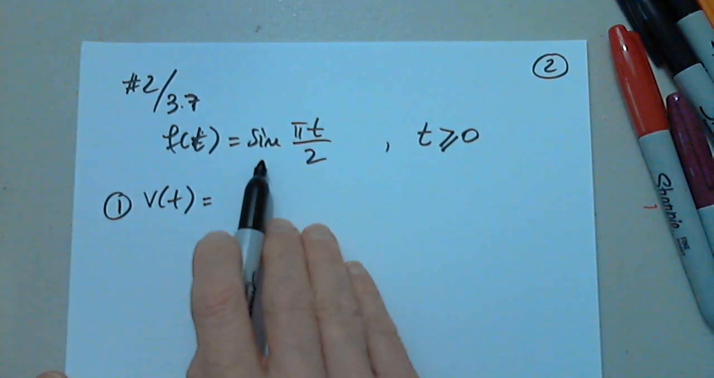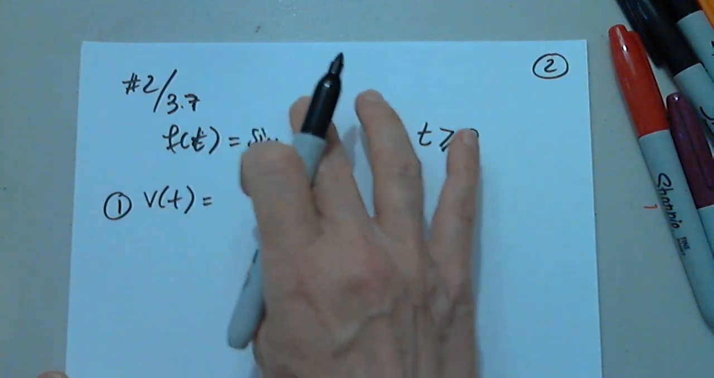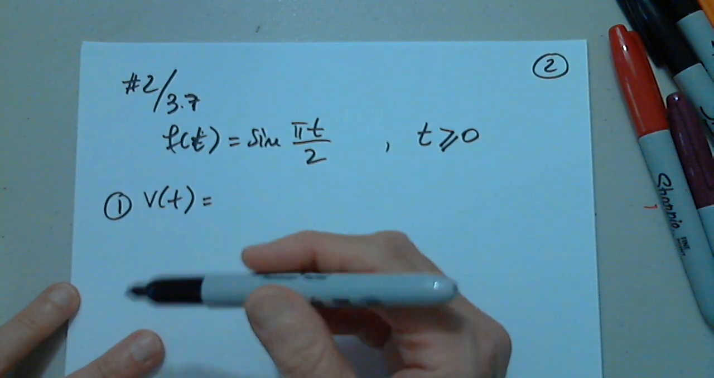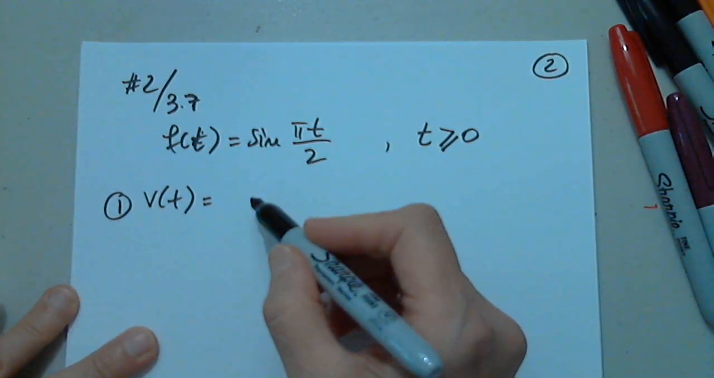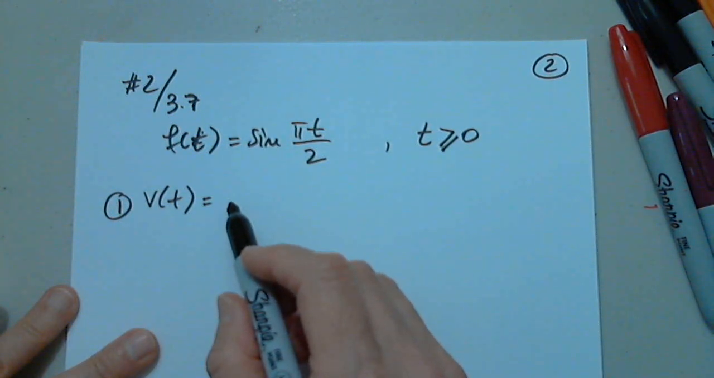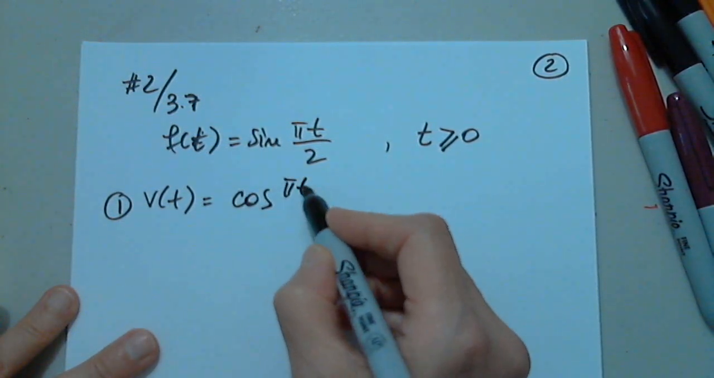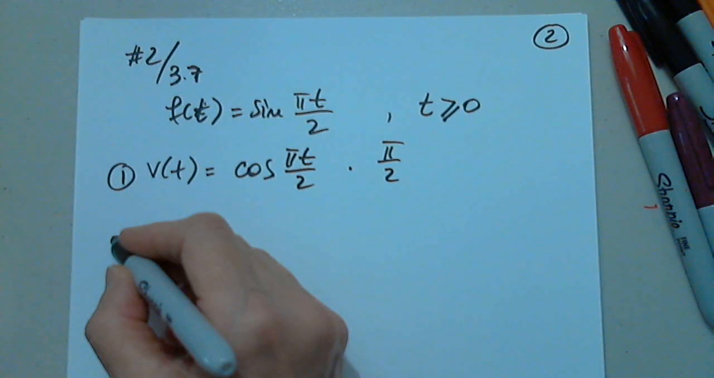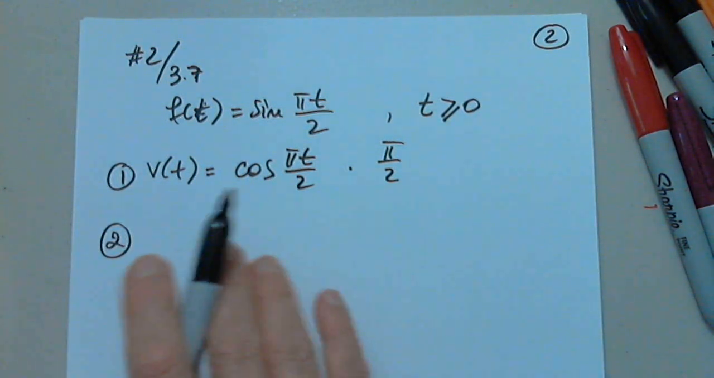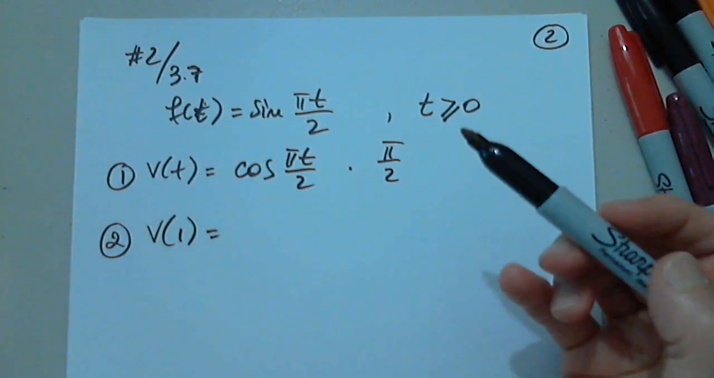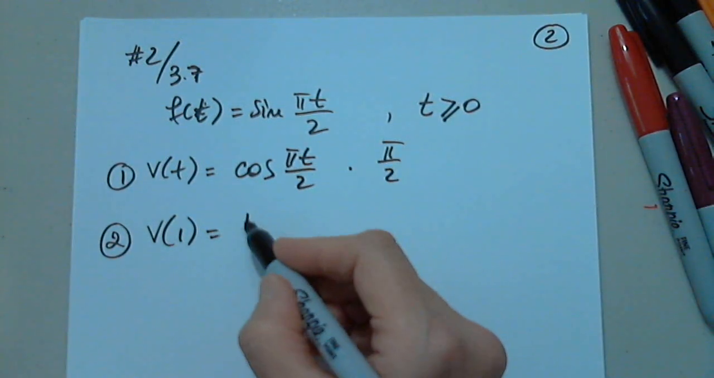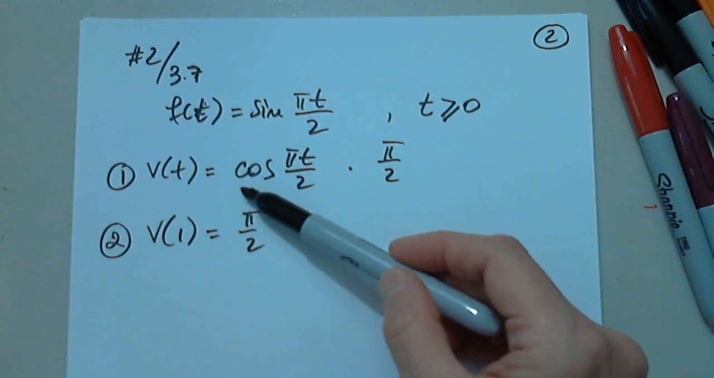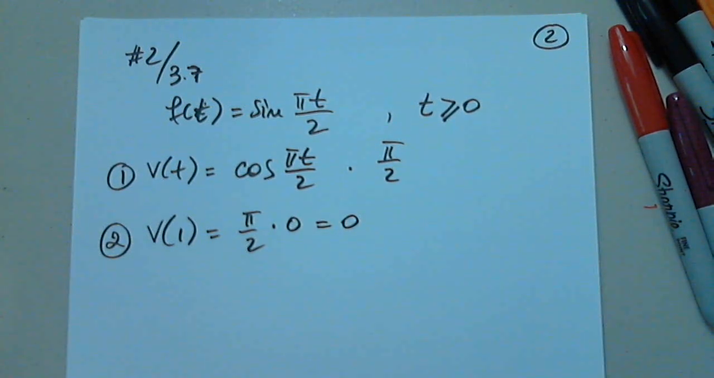Yes. Okay. So we want to differentiate this. Can anyone help us quickly on how to differentiate this piece? The derivative: cosine pi t over 2 times pi over 2. Very good. Awesome. Then in part 2 we're asked to find v of 1. Good. So cosine pi over 2 times pi over 2. So how much is cosine pi over 2? Is 0. Yes. Perfect.